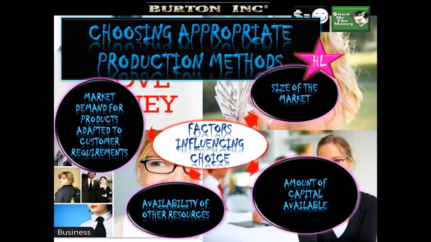Okay, there we have it. The first topic in our Operations Management Unit, Unit 5, done and dusted. 5.1, Production Methods. Check that off your list.